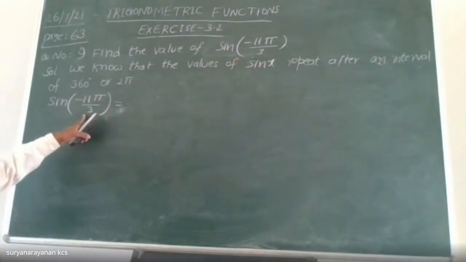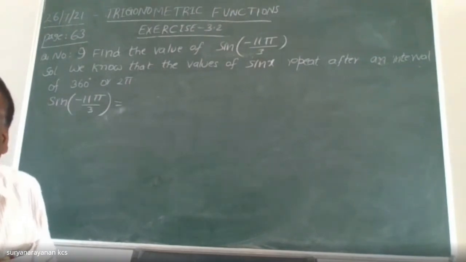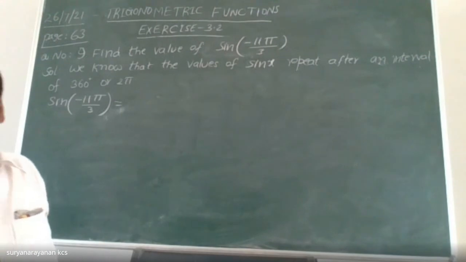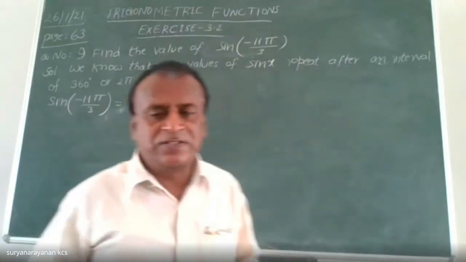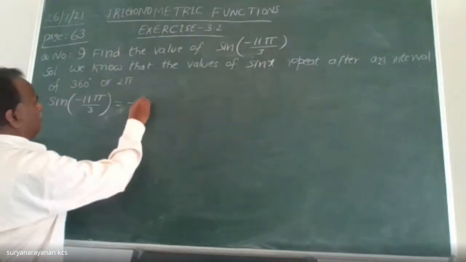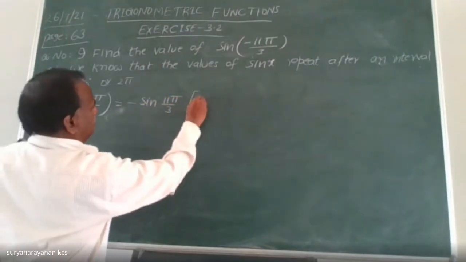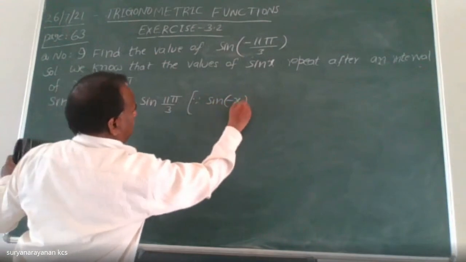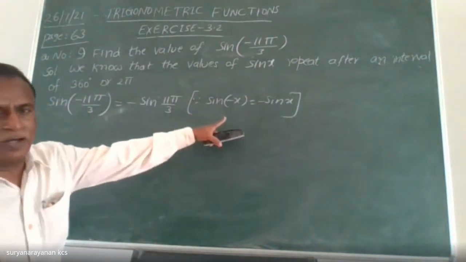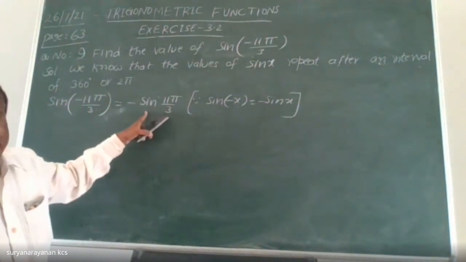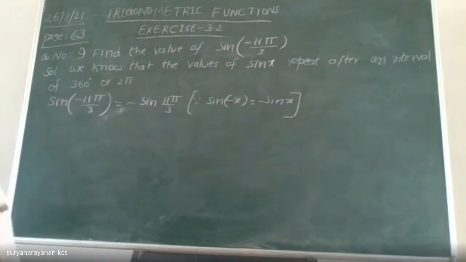If we observe this angle, it is in the form of sine of minus x. What is the formula? What is the value of sine minus x? Yes, very good, Ria. Sine of minus x is equal to minus sine x. So minus sine 11 pi by 3, because by using this formula, where x is equal to 11 pi by 3.